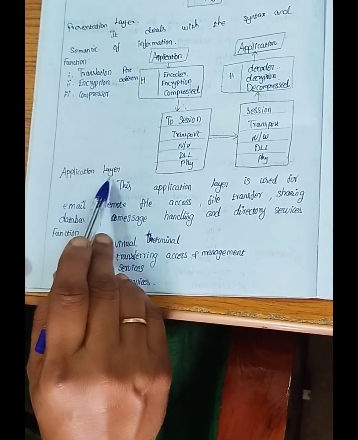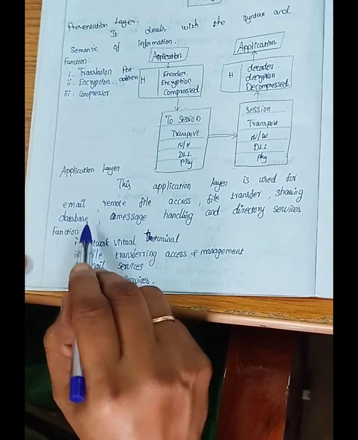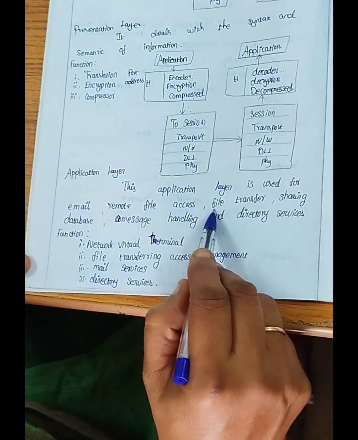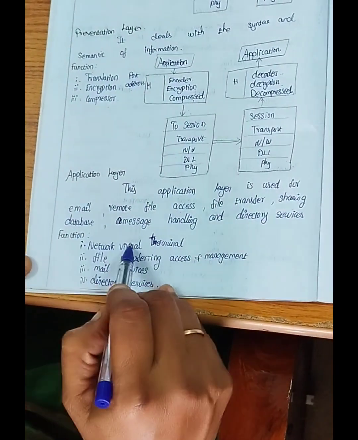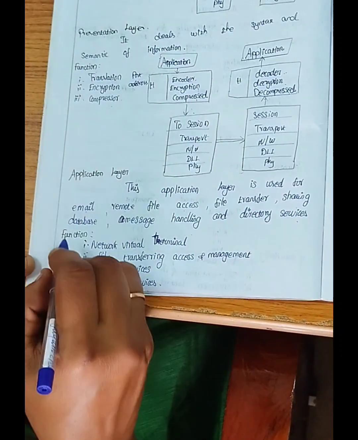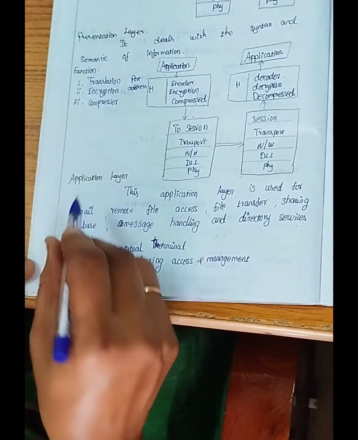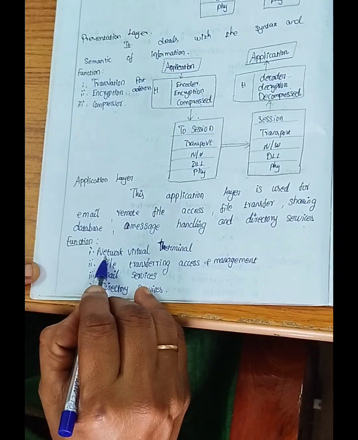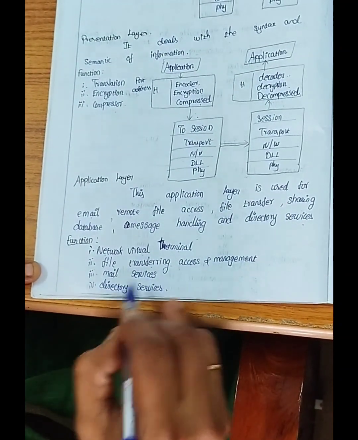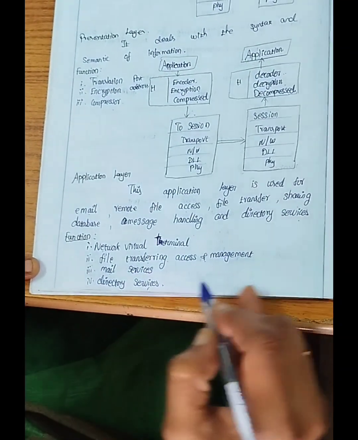And the final layer is the application layer. It is used for email purposes, remote file access, file transfer, sharing the database, message handling and directory services. The main functions of this application layer are network virtual terminal, file transfer, mail services and directory services.